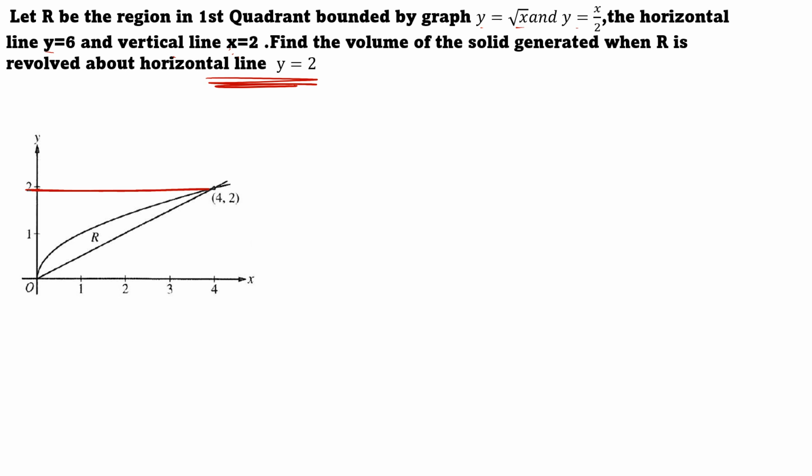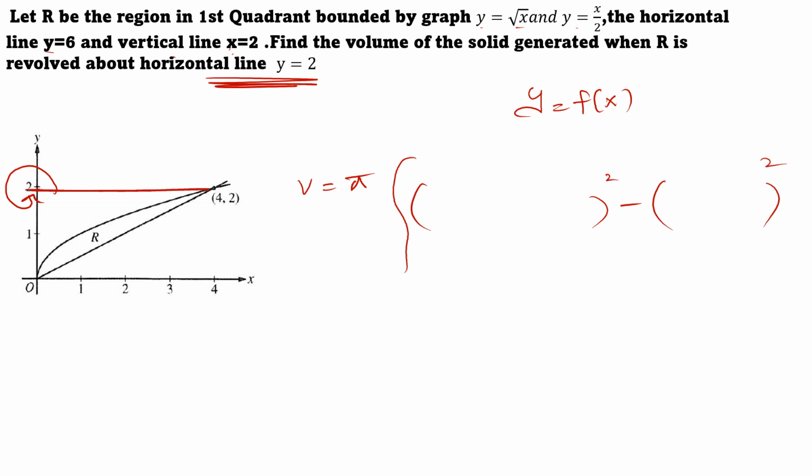Again the axis of rotation will be like this. So your question will be written in the form y equals f of x. So volume equals pi, farthest square minus nearest square, and it would be written in the form of dx. Now here again, what is the farthest part?